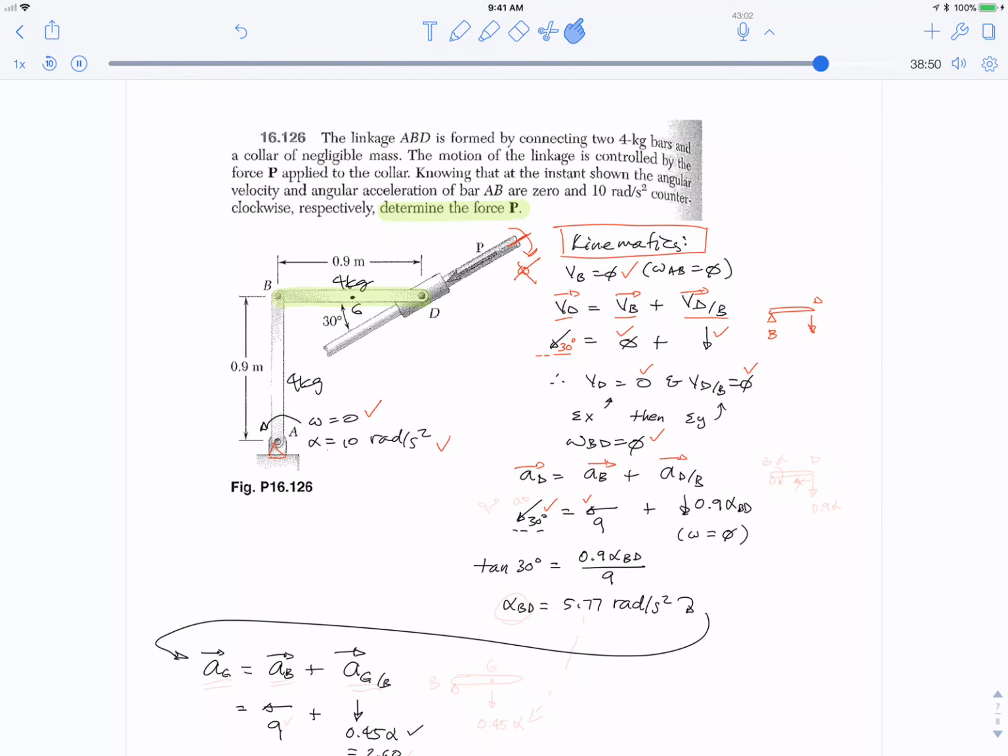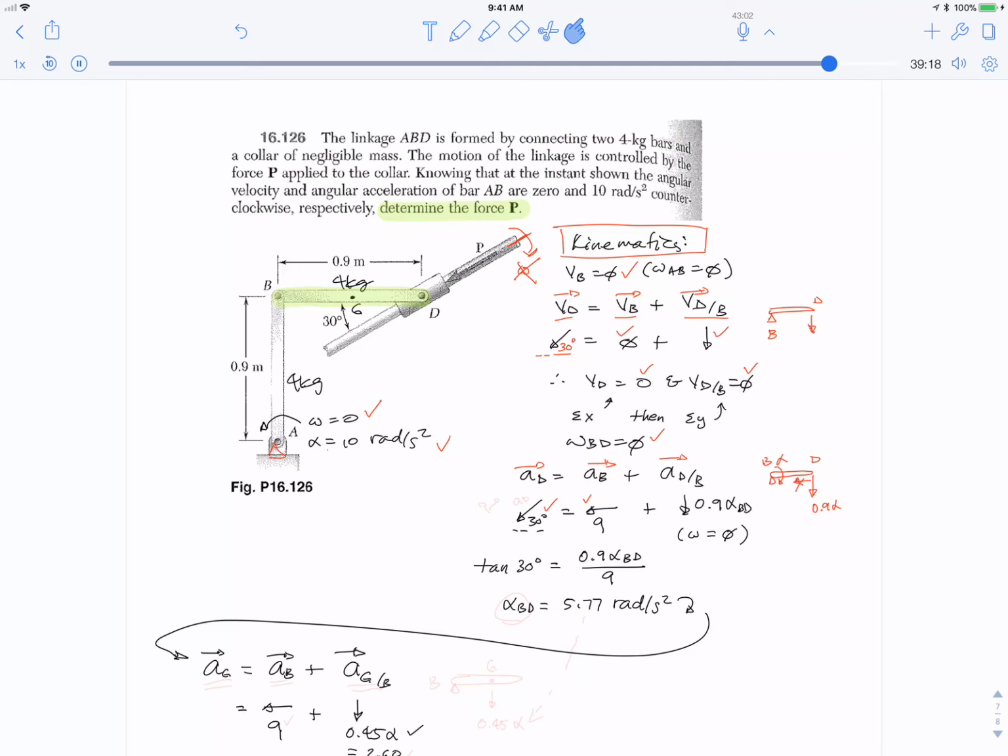Okay, and so we have D relative to B. Again, that means D spinning around B. If this has an alpha clockwise, that would make this R times alpha. And normally there would be, pun intended, a normal acceleration, R omega squared, pointing in. But again, omega BD is 0, so there's no component pointing that way.